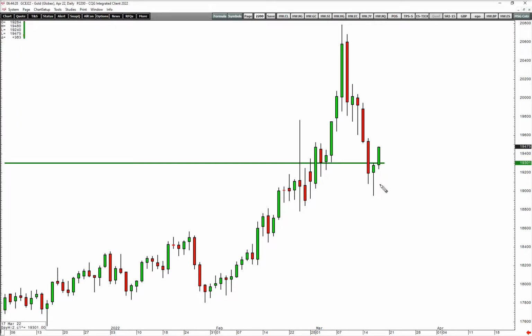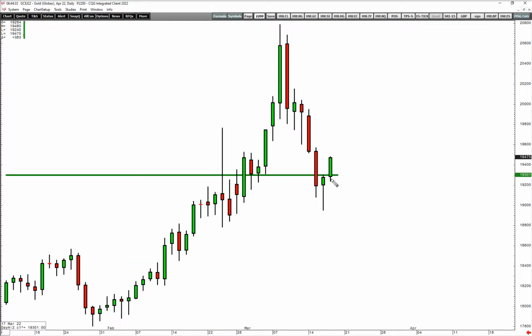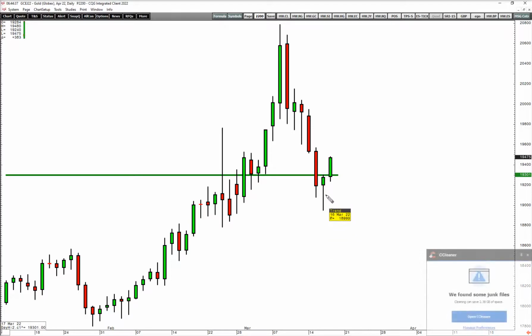One, that gold would be an amazing setup. And we said that because of the way it closed, towards the high of the day, long tail, green candle, coming down off of oversold.